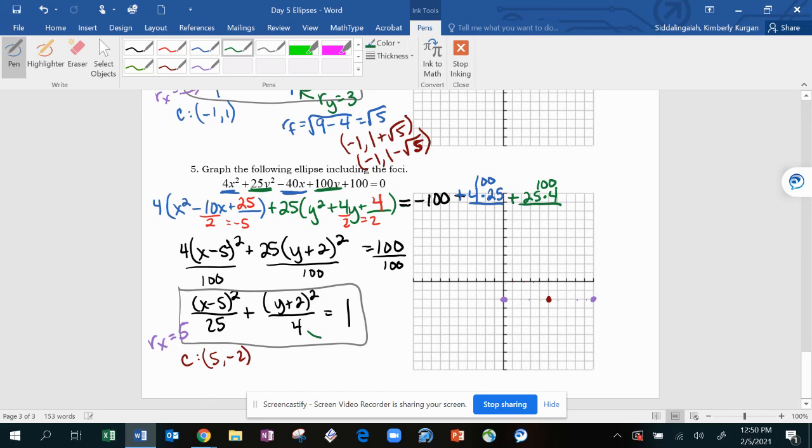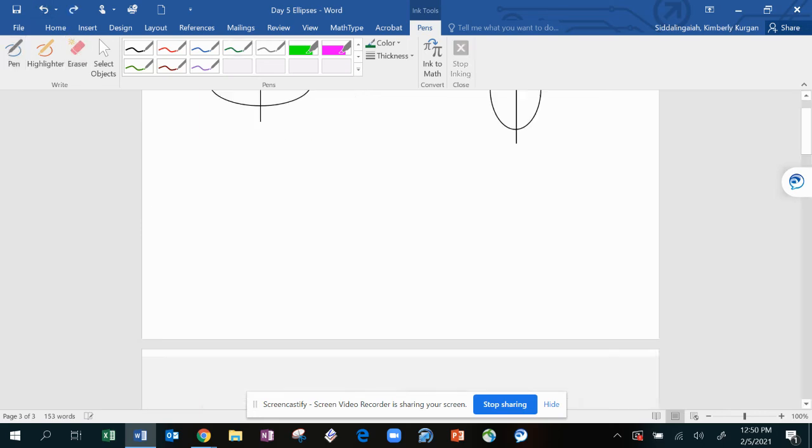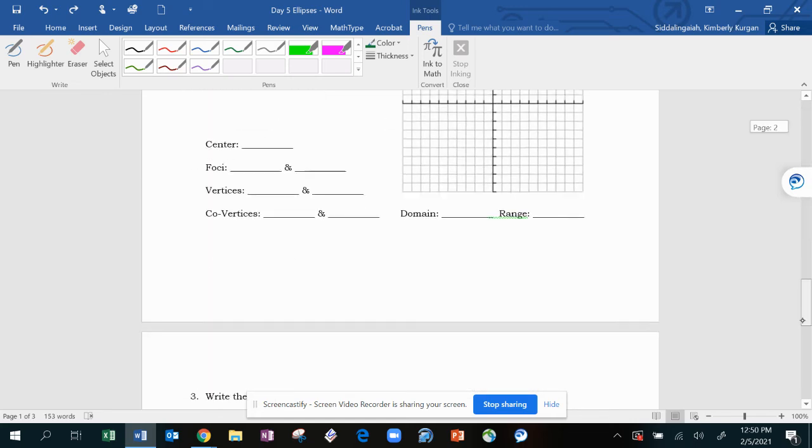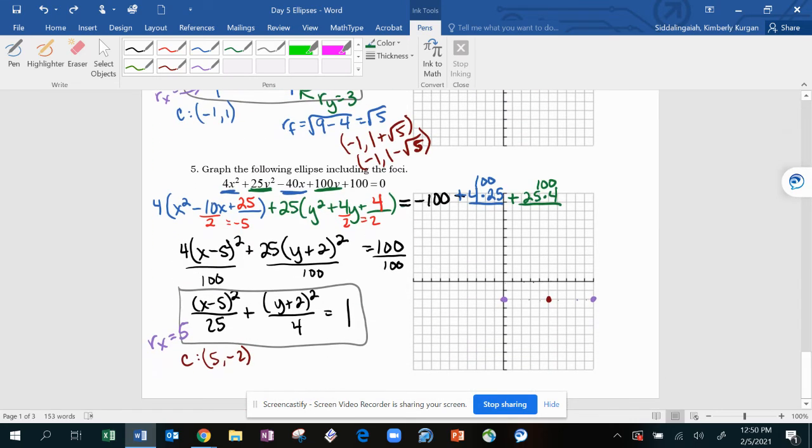Okay, this is going to help me get my r sub y. r sub y is going to be the square root of 4, or 2. So that means I'm going to go up 2 and put a dot. I'm always moving from the center. And down 2 and put a dot. So if I really wanted to graph this ellipse, I'm pretty much done at this point. Let's go look. It says including the foci.